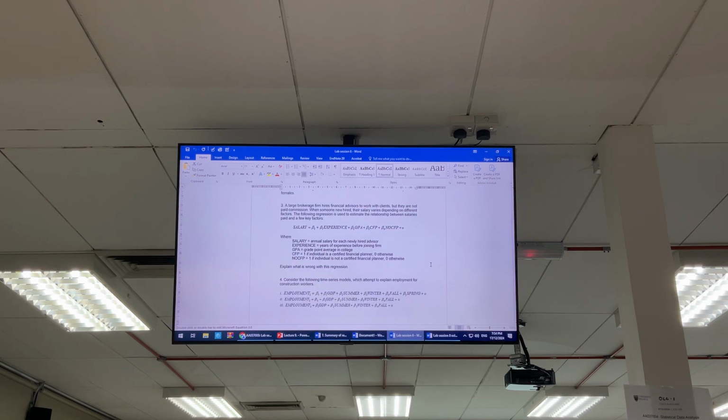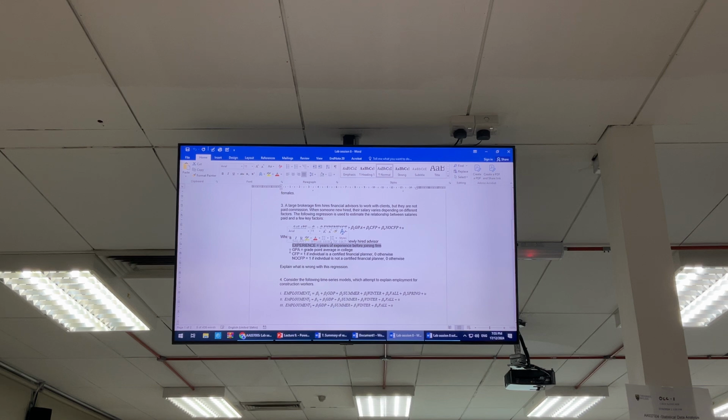So question number 3. A large corporation hires financial advisors to work with clients, but they are not paid commissions. When someone is hired, the salary varies depending on different factors. The following relation is used to estimate the relationship between salary paid and a few key factors. We have the dependent variable salary, which is a quantitative variable, the annual salary. Independent variable experience, years of experience, is also a quantitative variable.